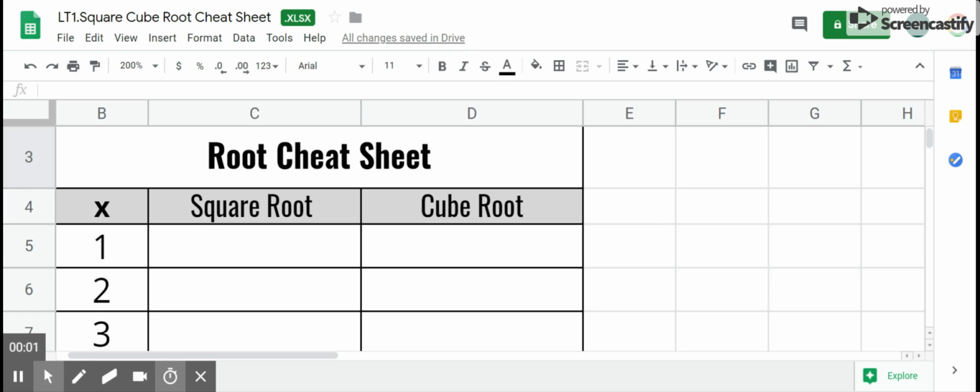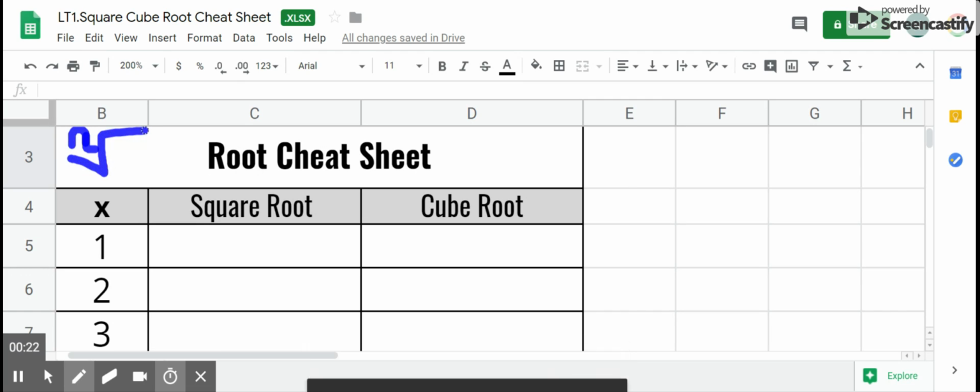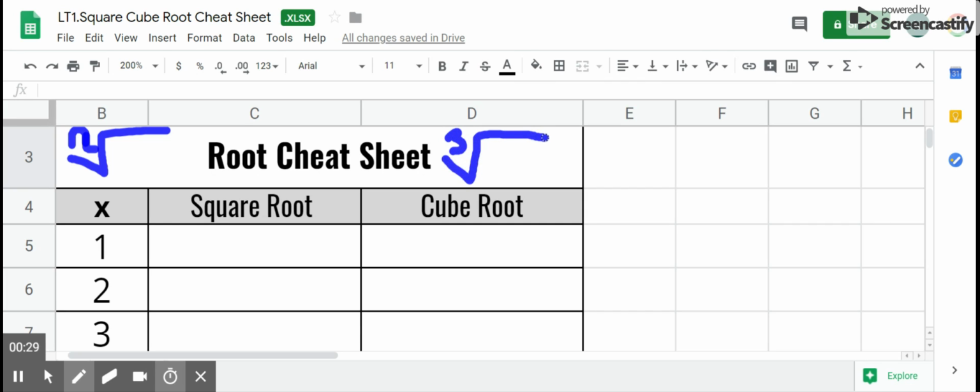This is going to be the root cheat sheet, so please make sure you are filling this out before taking notes today. We are going to find the square root and the cubed root of numbers. Before we do so, I want you to understand the square root. You don't usually see a 2 on the outside, but you can put it there. And cubed root is when you have a 3 on the outside.